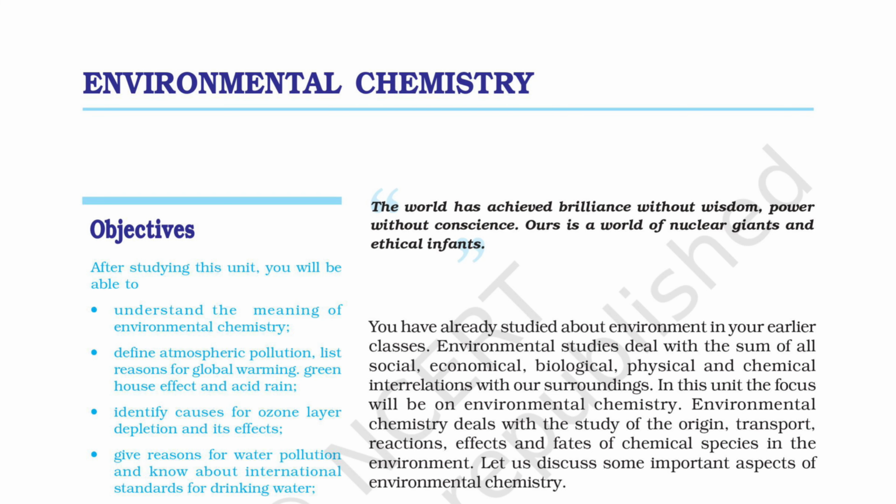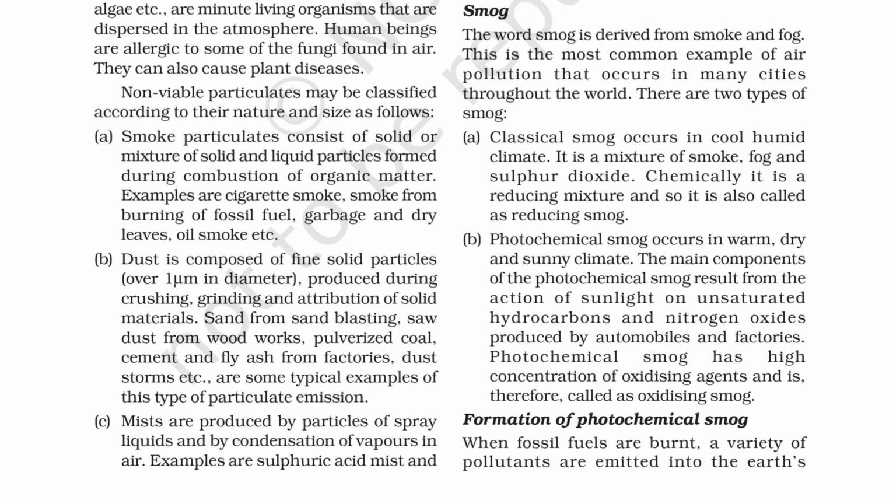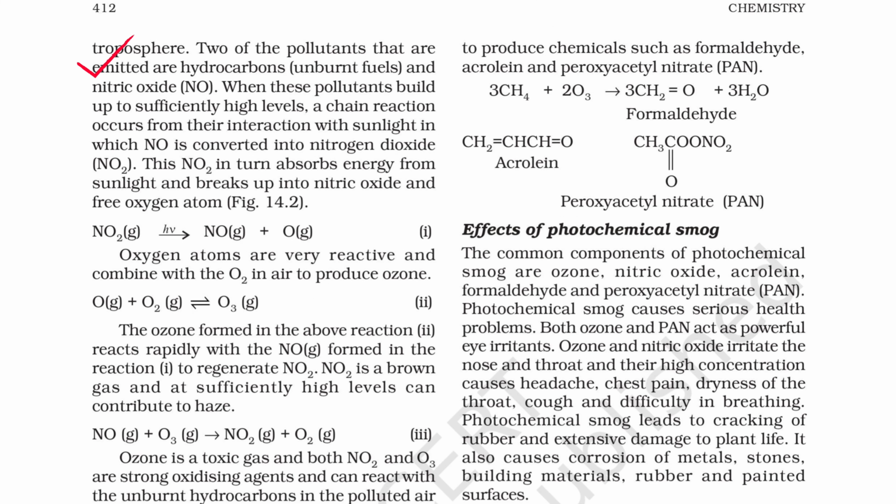Formation of photochemical smog. When fossil fuels are burnt, a variety of pollutants are emitted into the Earth's troposphere. Two of the pollutants that are emitted are hydrocarbons, unburnt fuels, and nitric oxide, NO. When these pollutants build up to sufficiently high levels, a chain reaction occurs from their interaction with sunlight in which NO is converted into nitrogen dioxide, NO2. This NO2 in turn absorbs energy from sunlight and breaks up into nitric oxide and a free oxygen atom. NO2 in presence of light gives NO plus O.